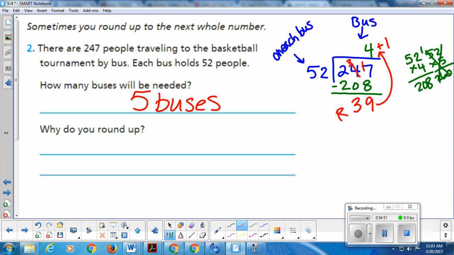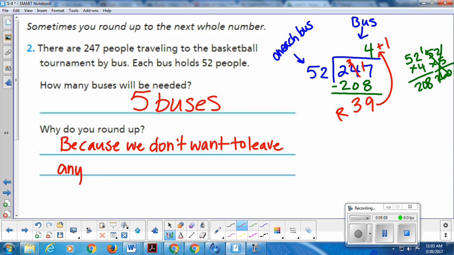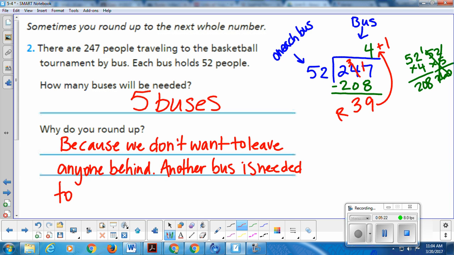Now, why do we round up? Because we don't want to leave anybody behind. Another bus is needed to transport everybody.